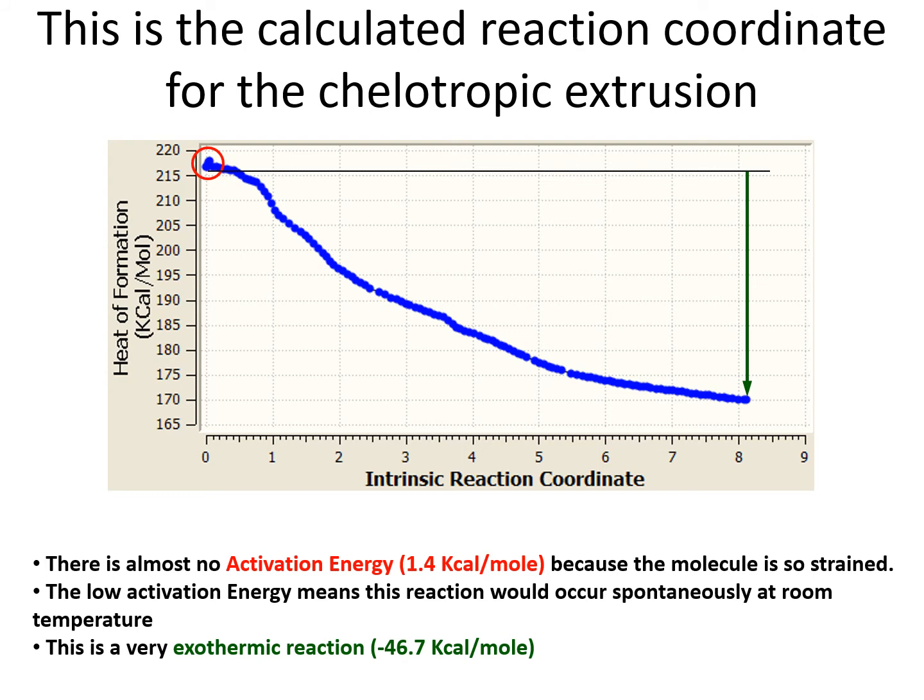This is the calculated reaction coordinate for the chelotropic extrusion. There is almost no activation energy, 1.4 kilocalories per mole, because the molecule is so strained. The low activation energy means this reaction would occur spontaneously at room temperature. This is a very exothermic reaction of about minus 46.7 kilocalories per mole.